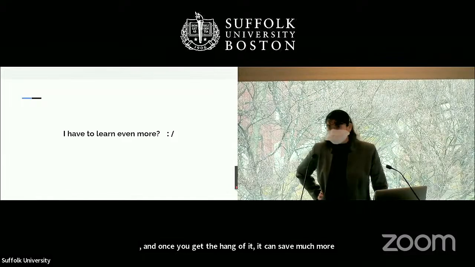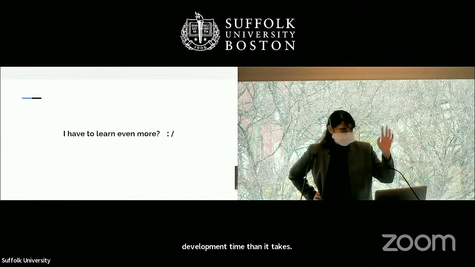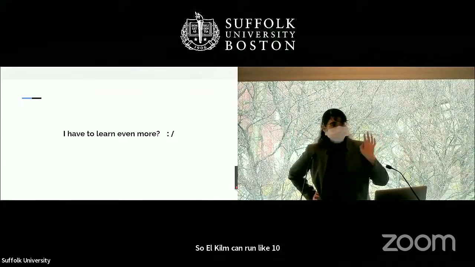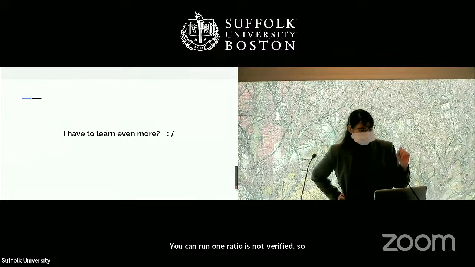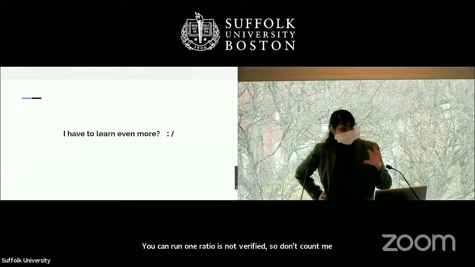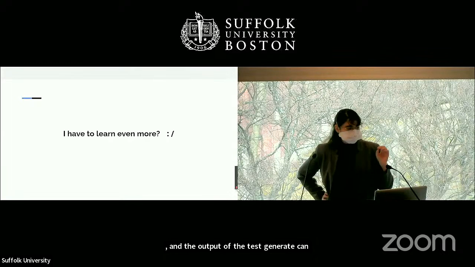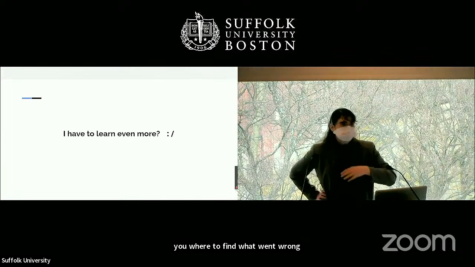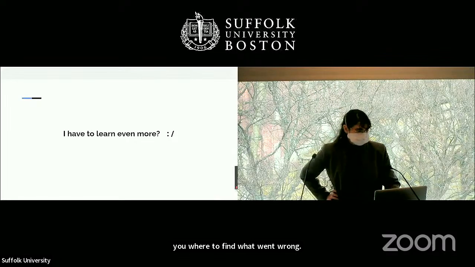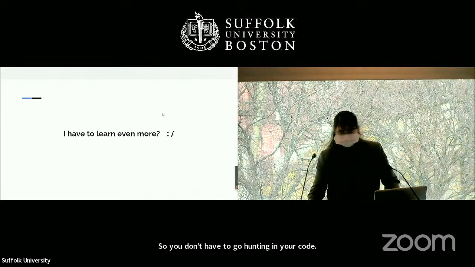So ALKiln can run like 10 tests in the time you can run one. Ratio is not verified, so don't time me. And the output that the tests generate can usually tell you where to find what went wrong, so you don't have to go hunting in your code, logging stuff, going through the interview over and over again.